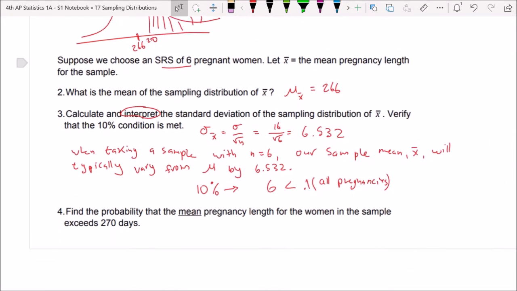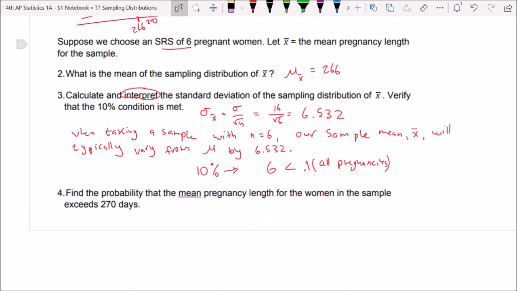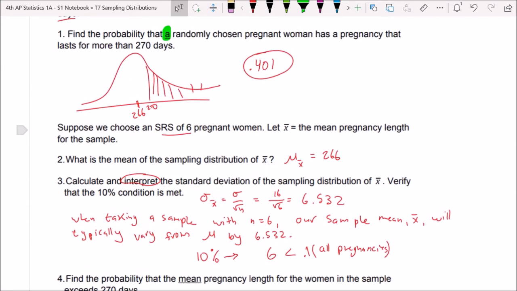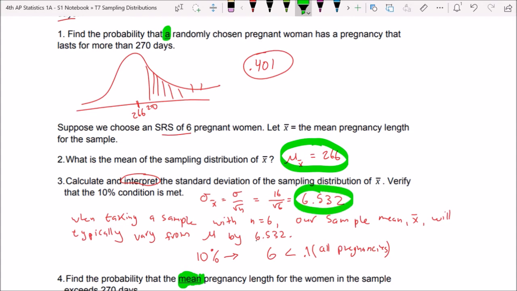All right, now we get to do a calculation. Find the probability that the mean pregnancy length for women in the sample exceeds 270 days. Now let's compare that to question 1. In question 1, they said find the probability that a randomly chosen pregnant woman, and down here they say find the probability that the mean of a sample. So this is where we use the mean of the sampling distribution and the standard deviation of the sampling distribution. And yet, the bounds are the same.